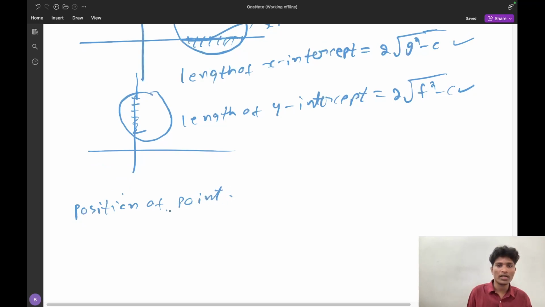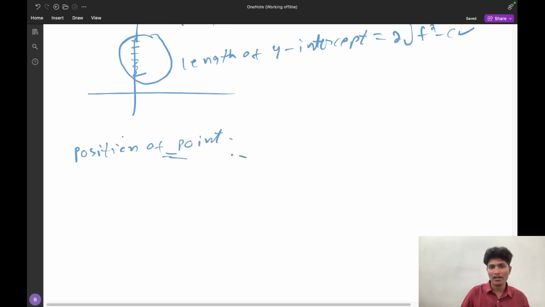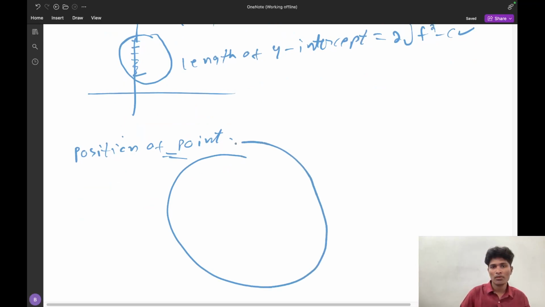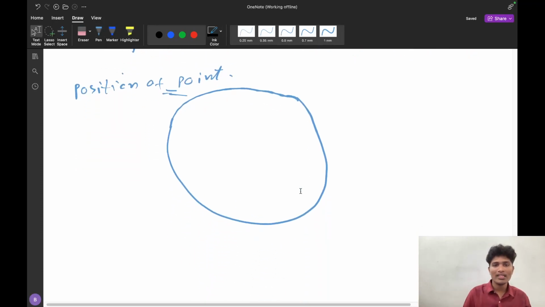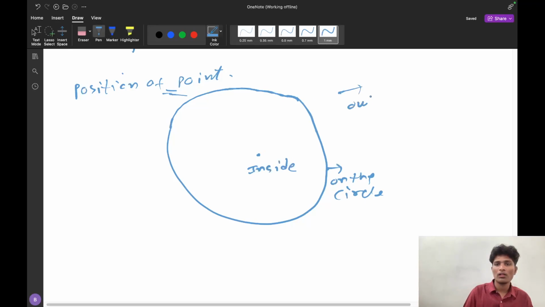How the point is positioned with respect to circle. Suppose I draw one big circle. Assume this is a circle. In this circle, how many possibilities are there for the point to be located? The point can be inside. The point can be on the circle. And the point can be outside the circle. Three possibilities are there.